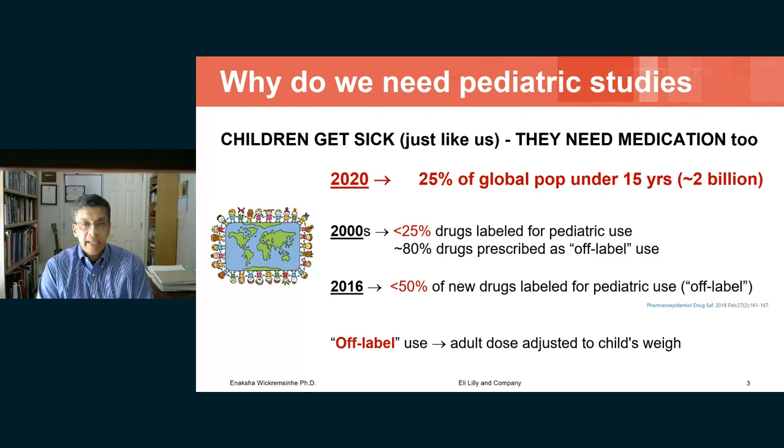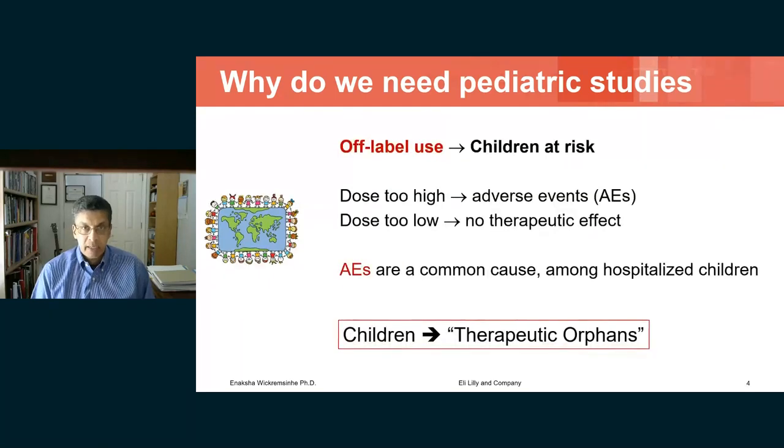This number increased, probably significantly, but not significantly enough. So in 2016, still less than 50% of the new drugs were labeled for pediatric use, and the remainder were obviously used off-label. So what do you mean by off-label? That's where the physician would adjust the adult dose, that's the approved dose, to match the child's weight and prescribe the appropriate milligrams or concentration of the drug.